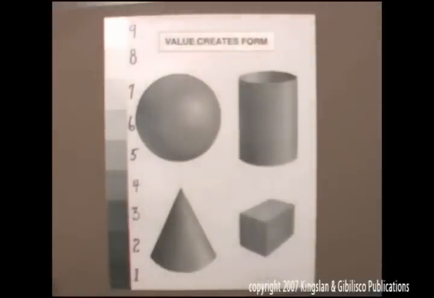Then moving down the scale at value 3, relative to the above dark, this mixture becomes cooler in temperature, duller in intensity, and darker in value. And we will talk about all of these terms. Value, of course, is the relative lightness or darkness of a color.